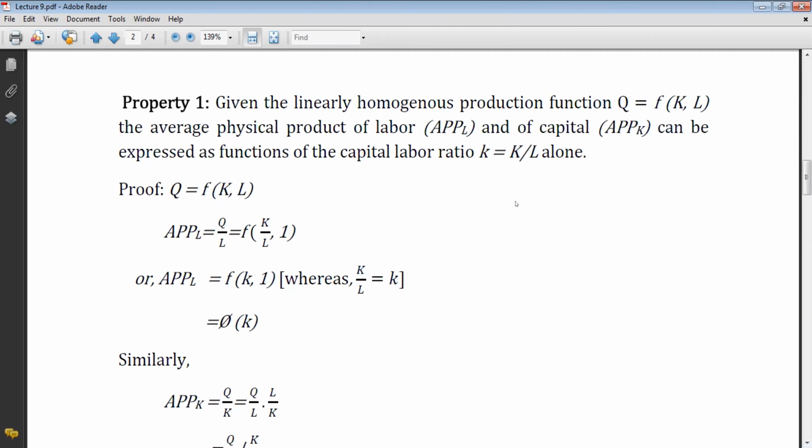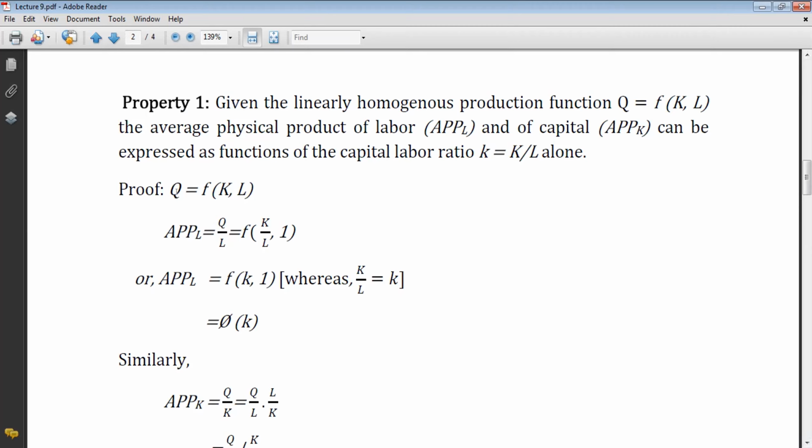Tuba, are you hearing me? Yes, ma'am. Q by L. What does it mean? Q by L means average physical product of labor. Yes. That means if we divide total output by total labor, then we'll get average physical product of labor.